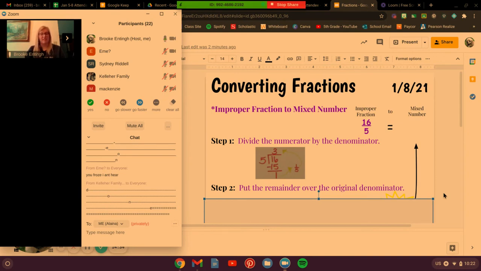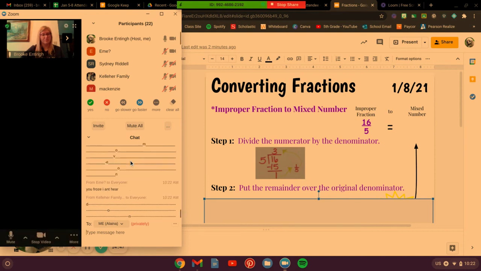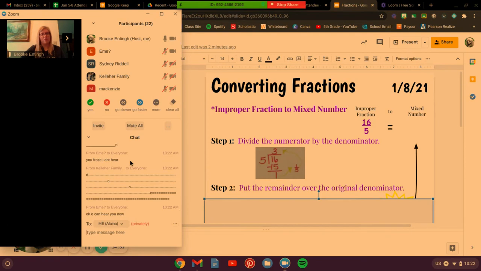And then you're completing step 2. You're putting our remainder, which is 1. We had 1 left over. And you're putting it over the original denominator, which if we look back up at our original fraction is 5. So 1/5. So if you told me that you needed more time, make sure that you are typing in the text box when you are ready.